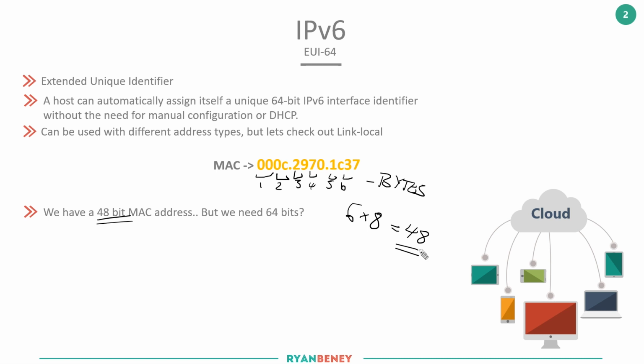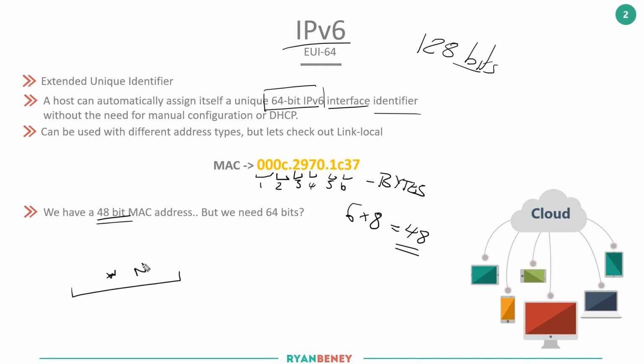We've got 48 bits. Now, we know that an IPv6 address is 128 bits long. When we're talking about these 64-bit interface identifiers and so forth, what we're actually talking about there is the host portion of the address, because the address is going to have a network portion and a host portion.